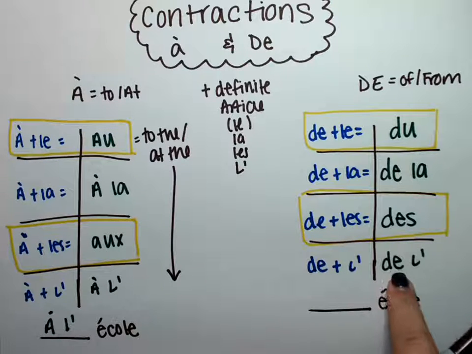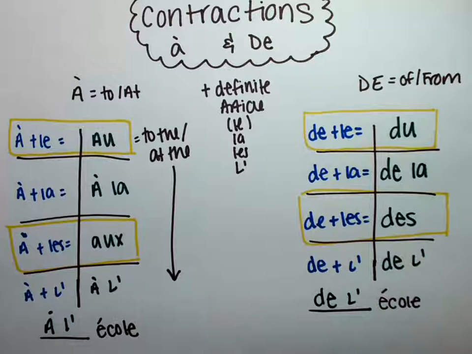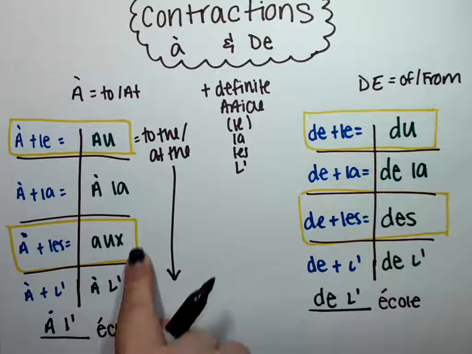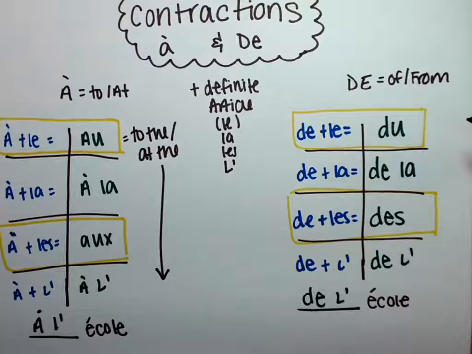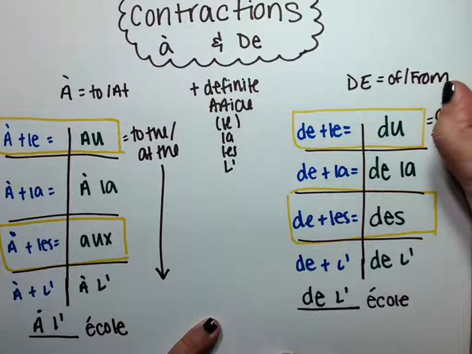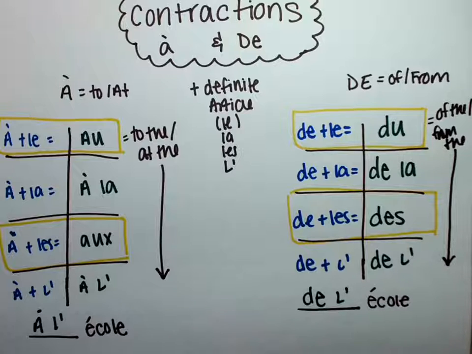The only time we would use de l'apostrophe is if our word starts with a vowel. Now, our word does start with a vowel, so we need to use de l'apostrophe. So we just add that in. Just like with à plus le equaling au, and à la, aux, and à l'apostrophe, all of those meaning to the or at the, these are all going to mean of the or from the. So these all mean the same thing, of the or from the.